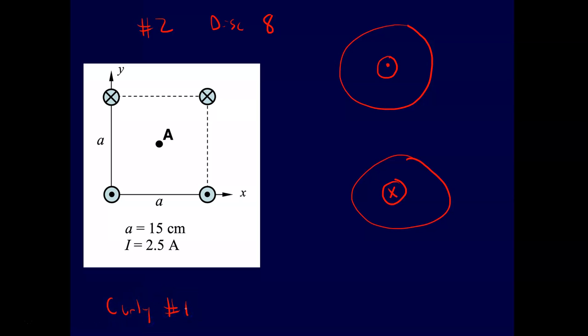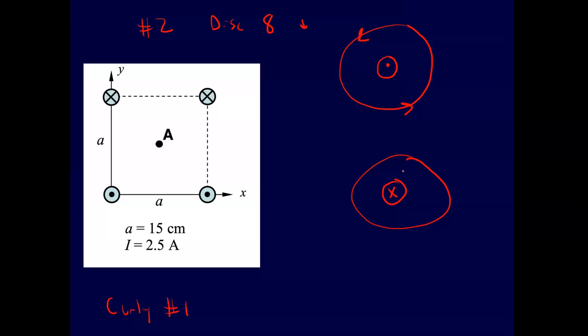To figure out this direction, I would use what I've been calling curly rule number 1. Here, my thumb will go with the current, and then my fingers will curl the way the magnetic field goes. So for this top one, you have your thumb pointing out at you, and my fingers curl in the direction counter to what a clock would, so counterclockwise. In the other case, it's going to be the opposite.